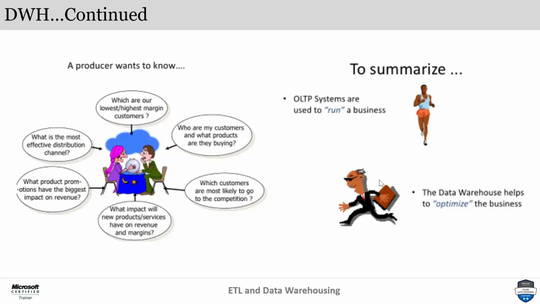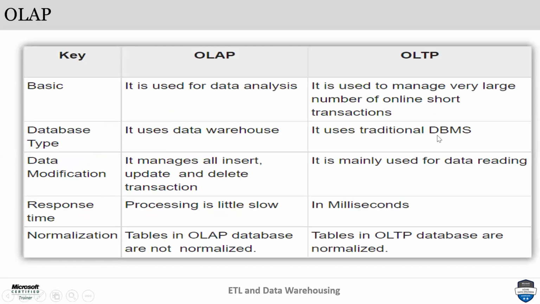Now, why do I need to go for a separate database? Why can't I use the same database for storing the data? What is the different format of data? What would be the difference between OLTP and OLAP? How would the data be different? That you need to find out. That is the reason I added this slide to understand the difference between OLAP and OLTP, that means the data warehouse and the regular database.